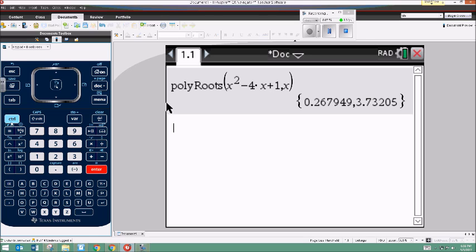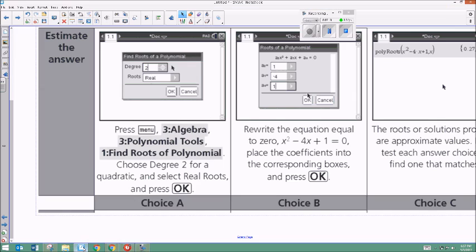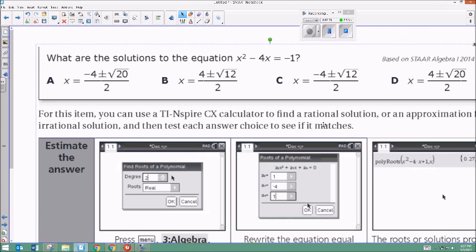I'm going to put a fraction here. I'm going to go negative 4, and instead of using a plus or minus, I'll just use a plus. Then I use the square root of 20 over, I believe that was 2. Let me make sure that was a 2. Yeah, it was a 2.